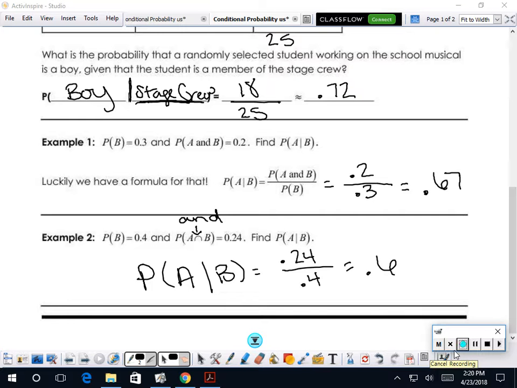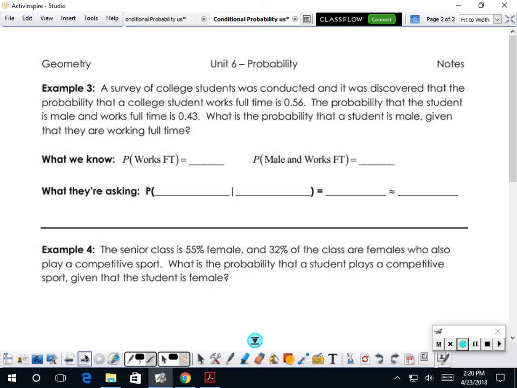Alright, so on the back side of the paper, example 3 is a word problem. We're going to look through all of this and get the information that we actually need to figure out the answer. Right? A survey of college students was conducted, and it was discovered that the probability that a college student works full-time is 0.56. The probability that a student is male and works full-time is 0.43. What is the probability that a student is male given that they are working full-time?